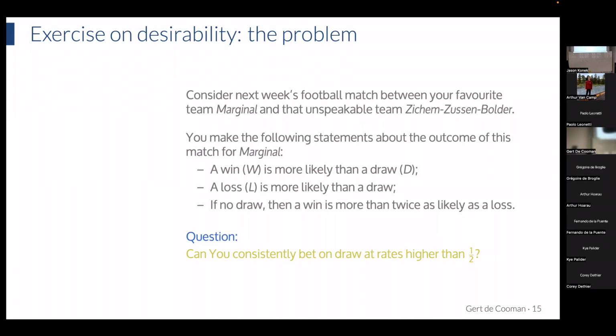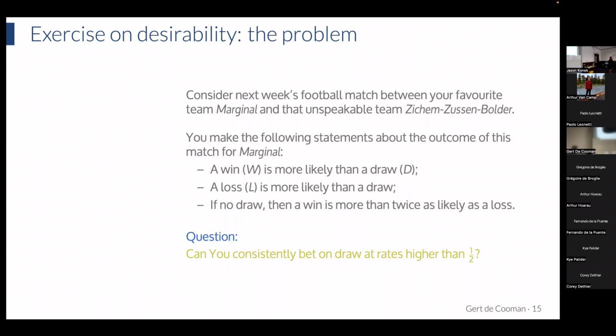So who votes yes? Yes, we can consistently bet on draw at rates higher than a half. Nobody. Whoever votes no, who wants to come and explain why they vote no? Come on, be brave. Shall I pick somebody? You were first. Can you come?